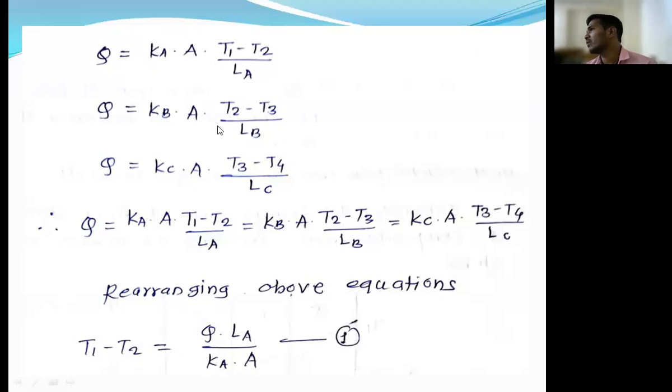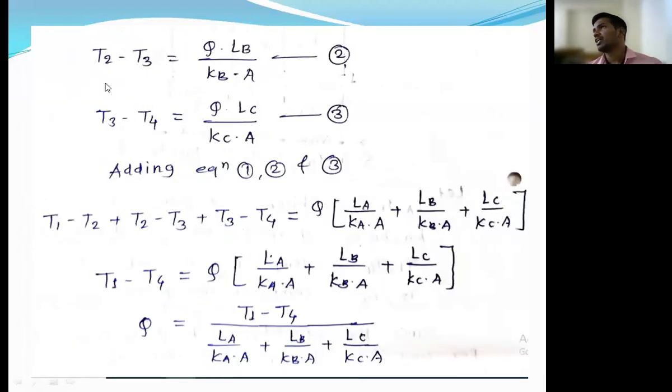Okay, so can anyone tell me what is the equation for T2 minus T3? For T2 minus T3 we get Q into LB divided by KB into A, and similarly the equation for T3 minus T4 is equal to Q into LC divided by KC into A. Okay, so write down the equations. T2 minus T3 is equal to Q into LB divided by KB into A. That is equation number 2. Then T3 minus T4 is equal to Q into LC divided by KC into A. This is equation number 3.